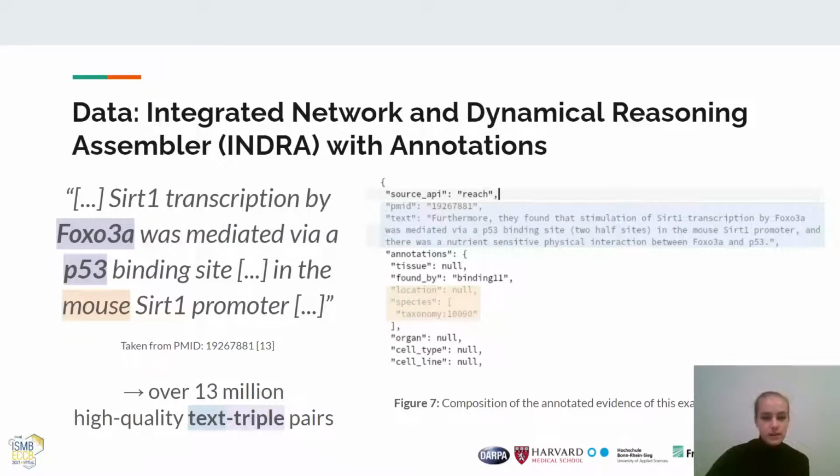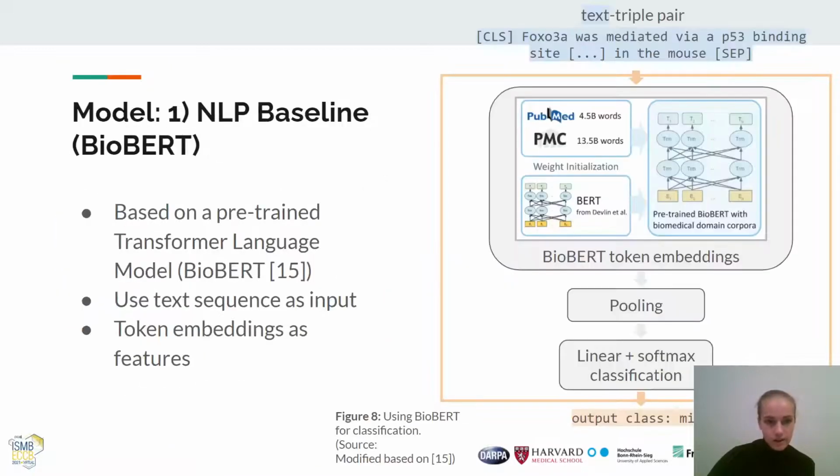Moving on to the data that we're using, it is coming from the Integrated Network and Dynamical Reasoning Assembler, or INDRA in short. For each text triple pair, we have the text evidence, which is a sentence or two from biomedical literature, and the triple that has been extracted based on it, shown in purple here. We also have additional annotations such as the species in this context, which will be used to generate the evaluation tasks later on.